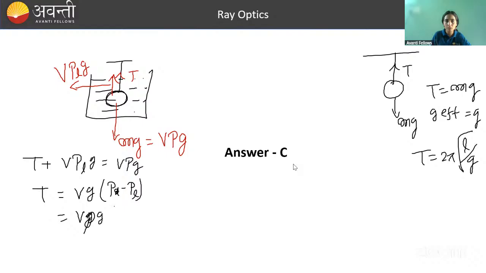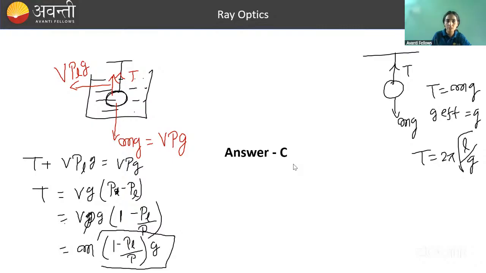V rho G. If rho I'm taking outside, this will become 1 and this will become rho L by rho, like this. So V rho is equal to mass. Mass into क्या आ रहा है? 1 minus rho L by rho into G. So this whole is your G effective. ठीक है? So if you now go on to calculate, time period will be equal to 2 pi root under L by G effective. What is the G effective? 1 minus rho L by rho into G.